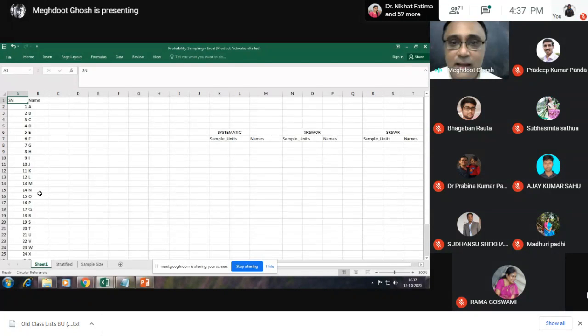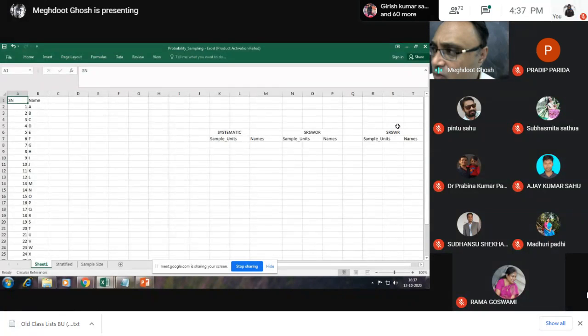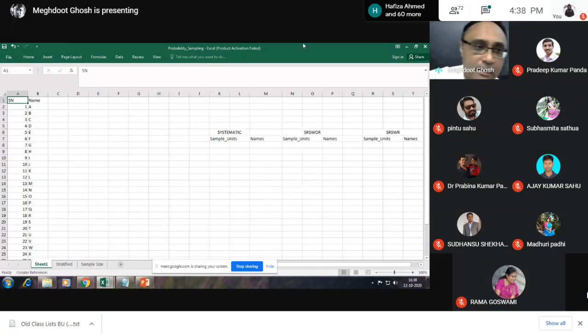So let's see the technique. Here I have used two things. First is SRS WOR, meaning without replacement, there will be no repetition. SRS WR may be with repetition. Now that again depends on the random number. If the random number permits, I can go for the repetition. I don't have any problem. But if the random number doesn't permit, then it will be similar to SRS WOR. Okay, so with the help of Excel, let us see how things are done.